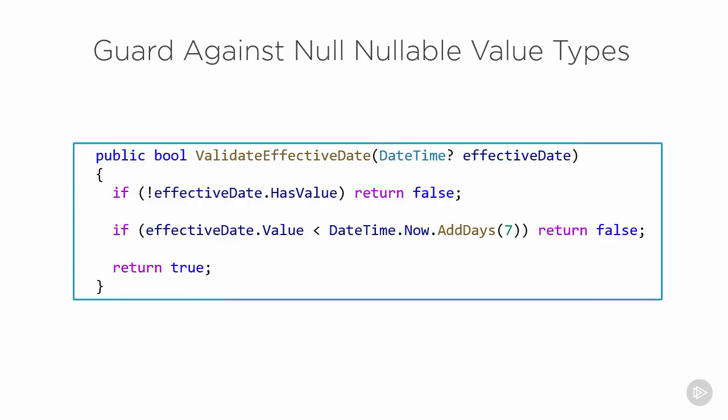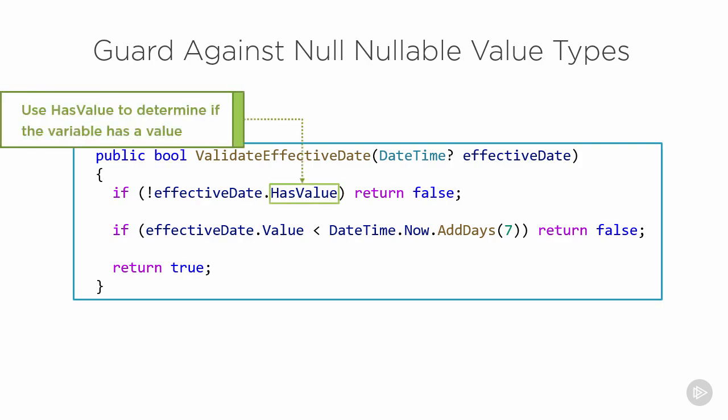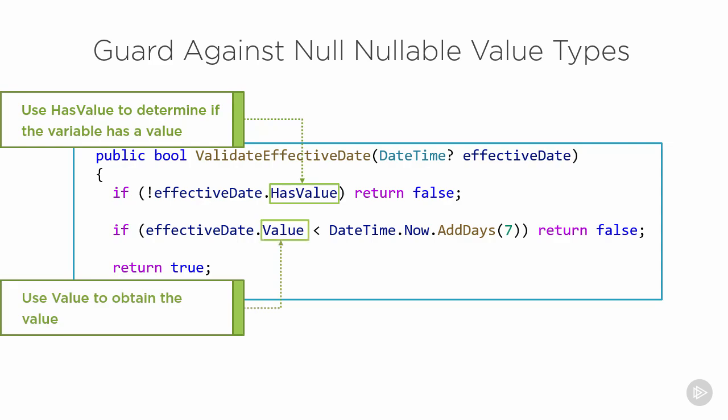When we define nullable value type variables, we then need to guard against null. Build a guard clause using the HasValue nullable type property to determine if the value type has a value. If it has a value, use the Value property to access that value.